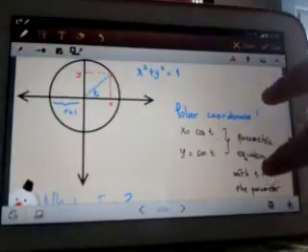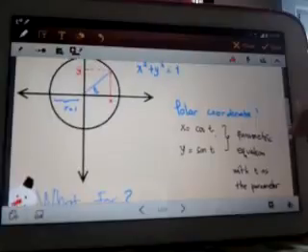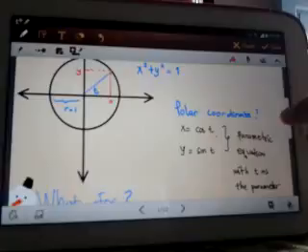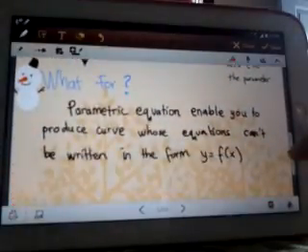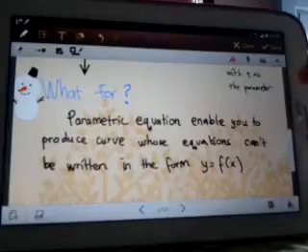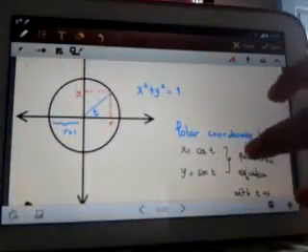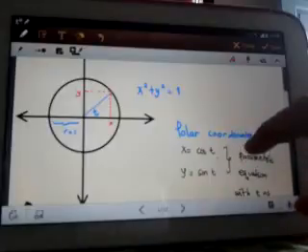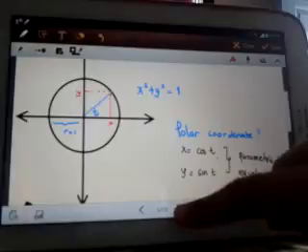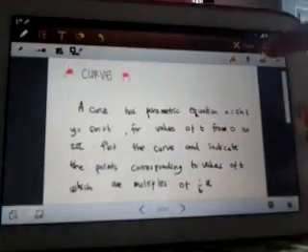So what do we need to change the equation to parametric equation for? Sometimes we need to, because not all equations can be written as y is equal to f of x. Parametric equations enable you to produce curves whose equations cannot be written in the form y is equal to f of x. And with parametric equations we can still make the curve in Cartesian coordinates. So I have an example of sketching the curve.